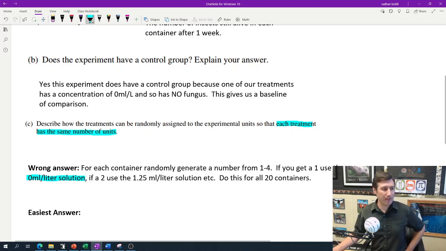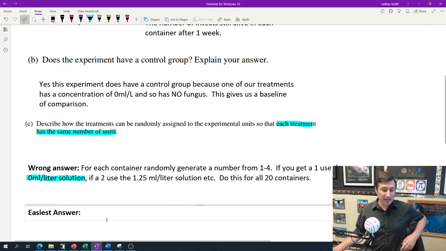So we have to come up with a method to make sure that the treatments are randomly assigned, and yet, let's see, we got 20 containers, right? And we got 4 treatments, so we should have 5 of each. How can we make sure that we have 5 of each? So this is the easiest way I think I can come up with, all right?